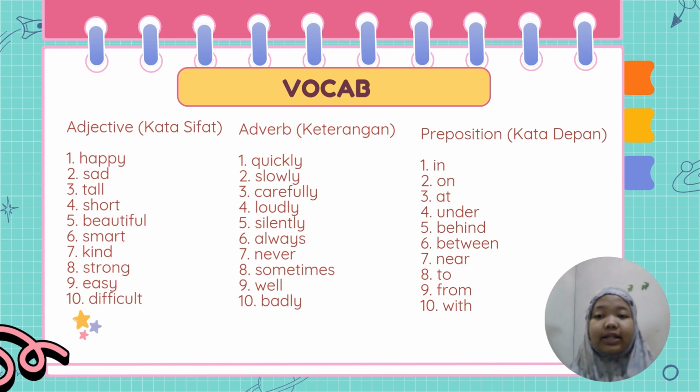And then in the second slide, we include adjectives, adverbs, and prepositions. For adjectives, we have words like happy, sad, tall, and smart. For adverbs, we use quickly, slowly, always, and never. And for prepositions, we include basic ones such as in, on, under, and between. All of this will also be turned into sorting cards.